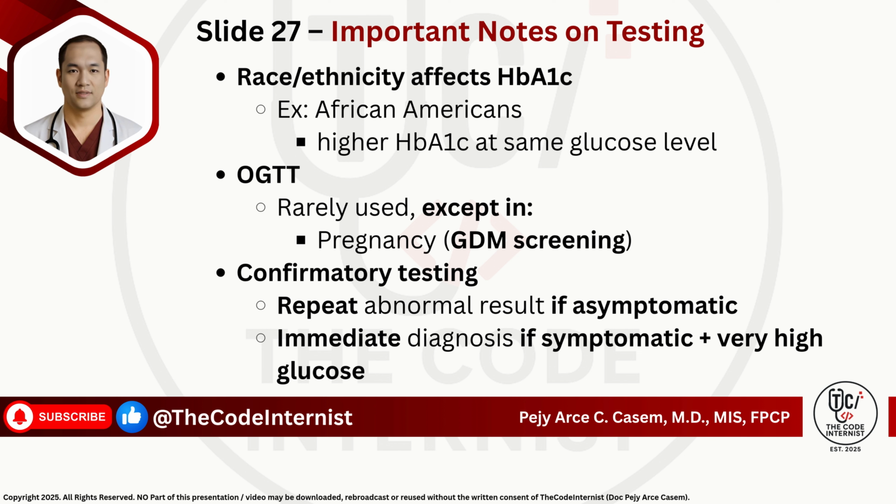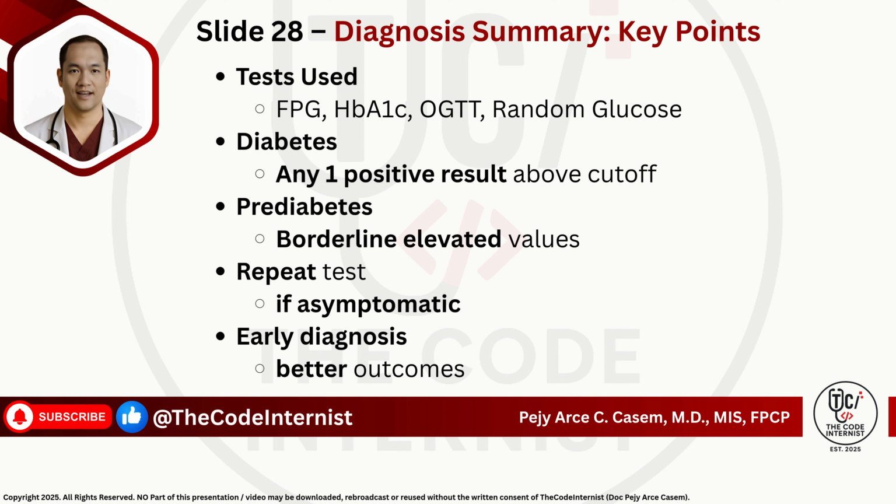If the person has no symptoms, we usually repeat the test to confirm. But if someone has classic symptoms plus very high sugar, we don't need to wait. We can diagnose right away. To sum it up, we diagnose diabetes using FPG, HbA1c, OGTT, or random glucose. Any one of them crossing the threshold is enough. If the patient doesn't show symptoms, we double-check with a repeat test.